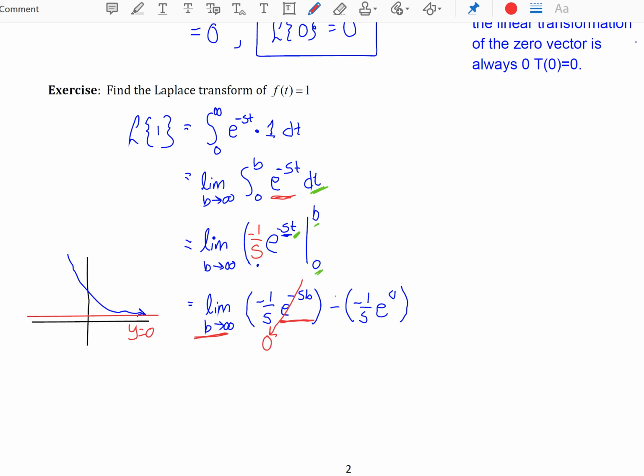And of course, simplifying by distributing our negative, recognizing e to the 0 is always 1, this gives us a limit that's just 1 over s. And this is now our second Laplace transform: the Laplace of the constant function 1 is 1 over s. Notice that we're now in the s domain, since our variable that's present is s.